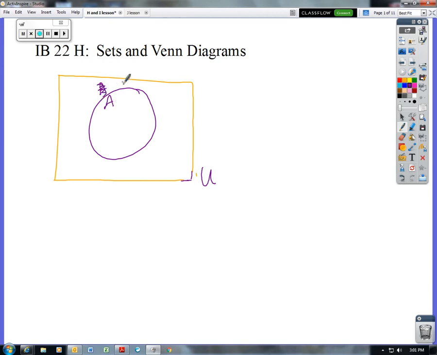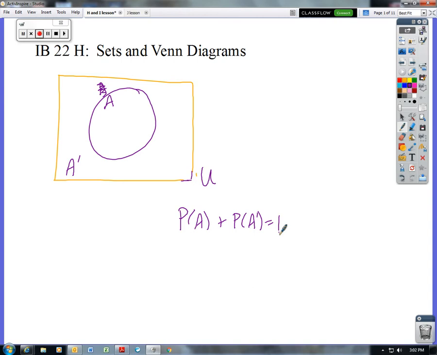I often put it outside. A, and so everything inside of the circle is in the set A, and everything outside the circle is the complement of A, which is A prime. And we already know that the probability of A plus the probability of A prime is 1.